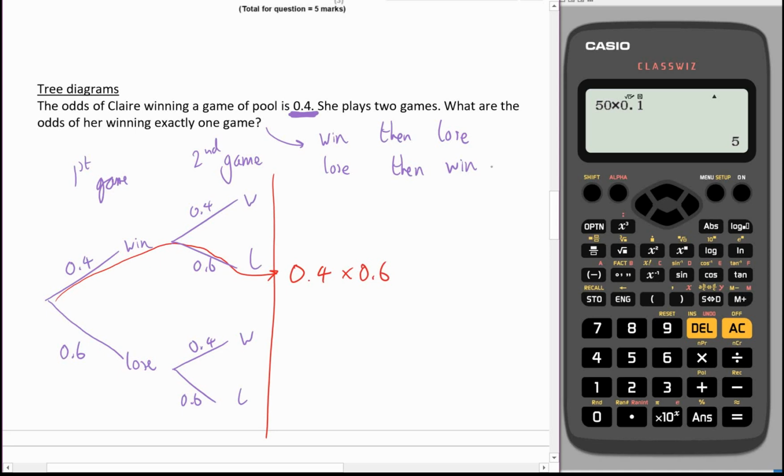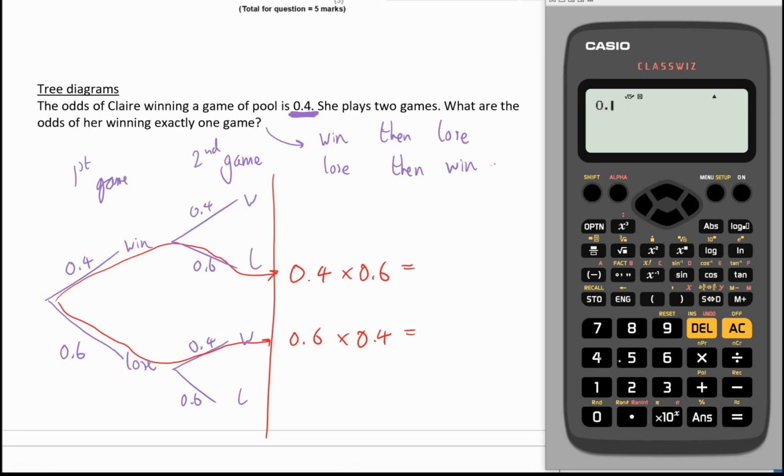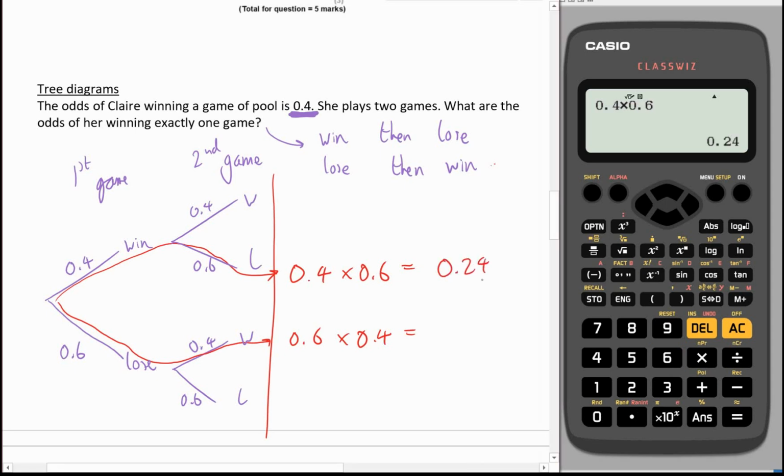We also want to work out lose then win. So along this branch, we times together these numbers, which would be 0.6 times 0.4. And hopefully you can see they're going to be the same numbers because they're just the same numbers switched around. So it'll be the same answer. So 0.4 times 0.6 gives us 0.24, and that would be the same for both those two options.